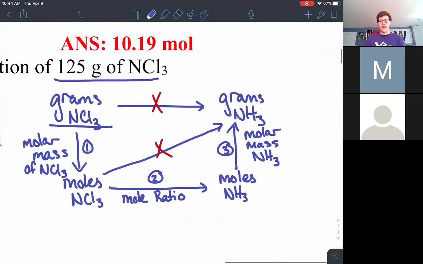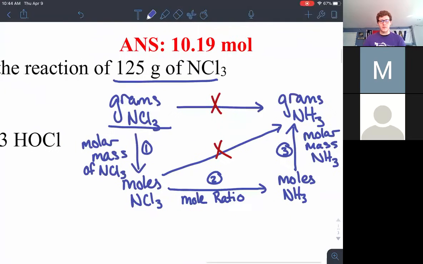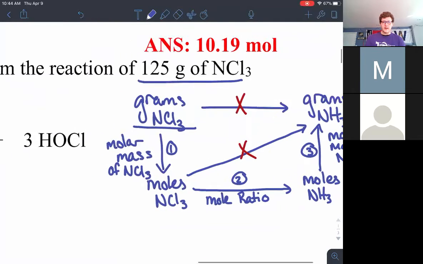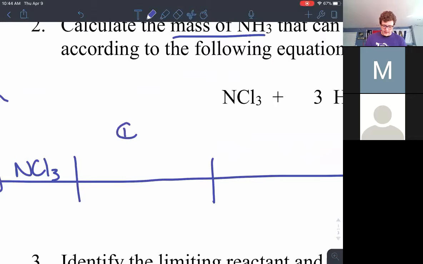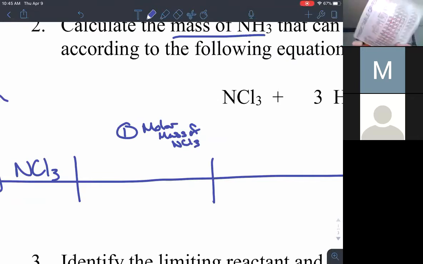All right. Now we have our first step is to go from grams to moles of NCl3 using the molar mass of NCl3. So I'm going to write step 1 right here. Okay. And that means we're using the molar mass of NCl3. So now we need to find our molar mass of NCl3. Do you have your periodic table? Yes, just got it. All right. Pull out your periodic table and find me the molar mass of NCl3.